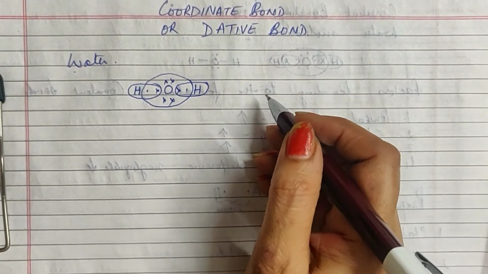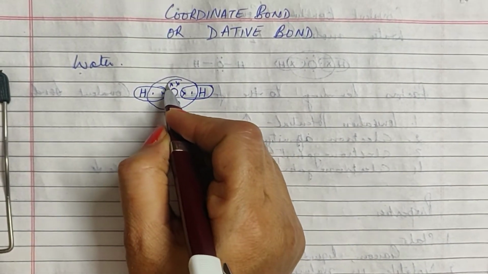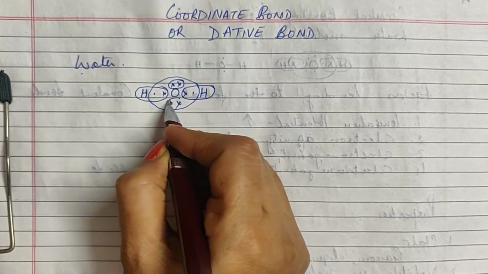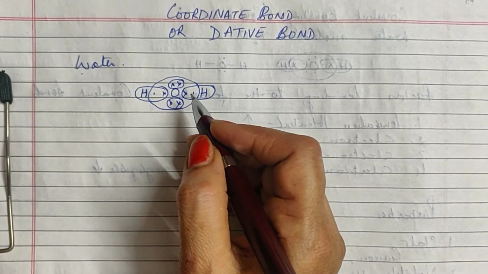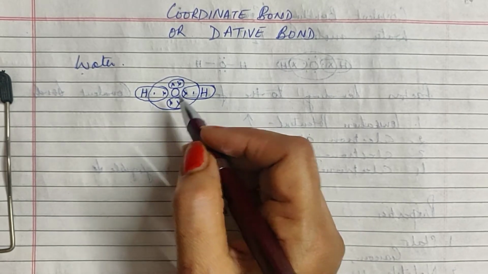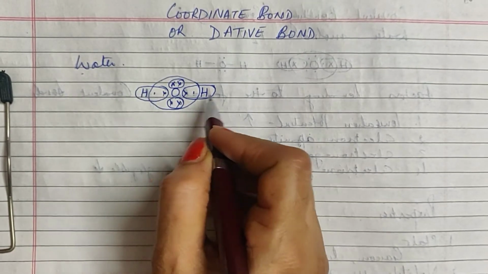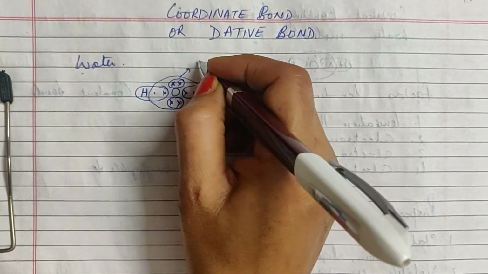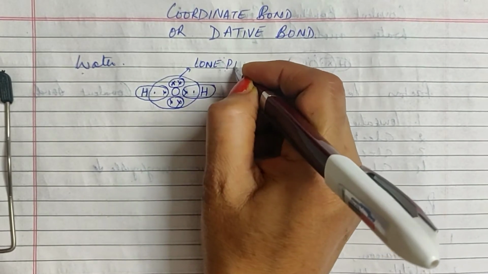Now you will notice that after the complete formation of water, there are two pairs of electrons which are not sharing their electrons with any other atom. They don't need to share them, but these electrons which are not associated with any other atom are known as lone pair of electrons.